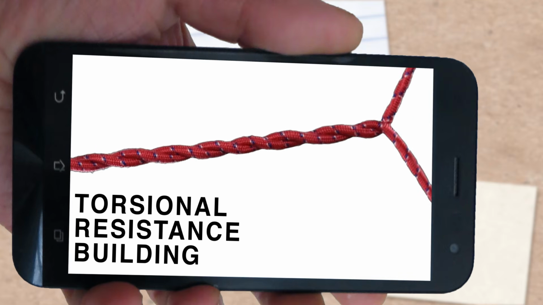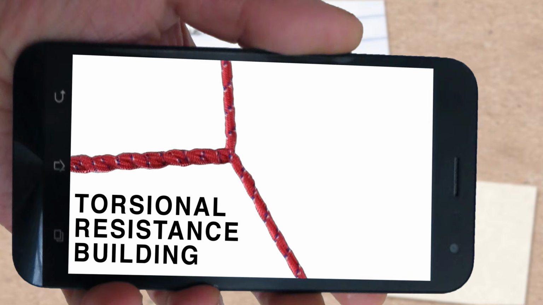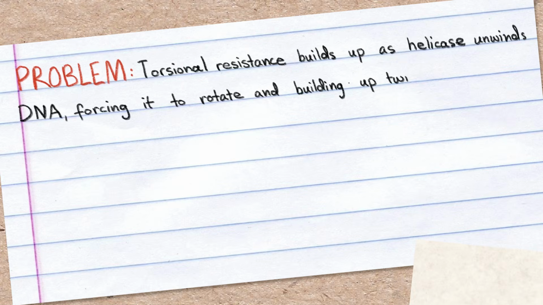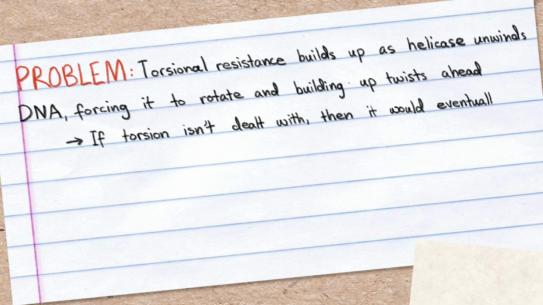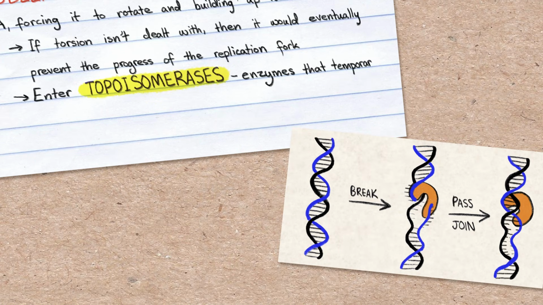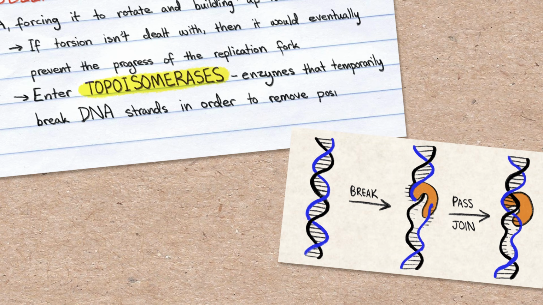Another problem that needs to be dealt with is the torsional resistance that builds up as helicase unwinds the DNA, forcing it to rotate and building up twists ahead. If the torsion isn't dealt with, then it would eventually prevent the progress of the replication fork. Fortunately, there are topoisomerases, enzymes that temporarily break DNA strands in order to remove positive supercoils in front of the replication fork.